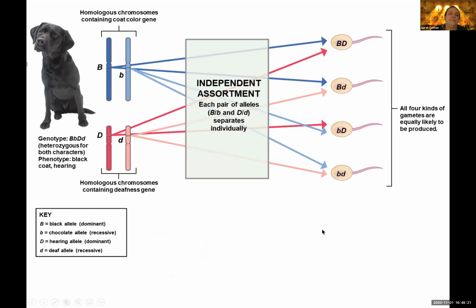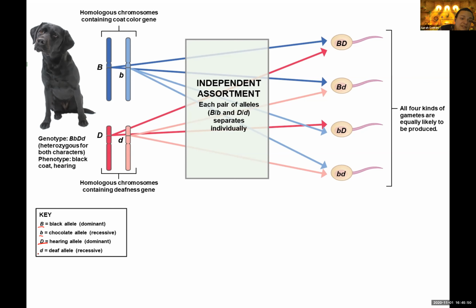All right. Now, in our doggies, we're looking at two different genes. We're looking at their coat color, so black or chocolate. And we're also looking at a particular type of hearing loss that's genetic. So we already know they use big B for black, little b for chocolate.